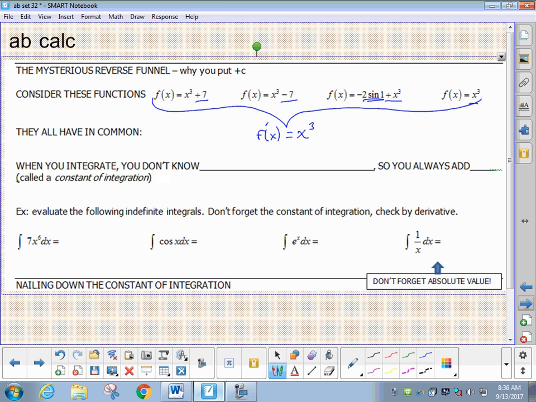So when you integrate, you don't know what the constant was, or even if there was one. So you always add at the end of your answer this plus c. It's called the constant of integration. It's plus some constant that was probably there before I took the derivative. I just don't know what it was. You follow? So would you then try to integrate or evaluate these following definite integrals?